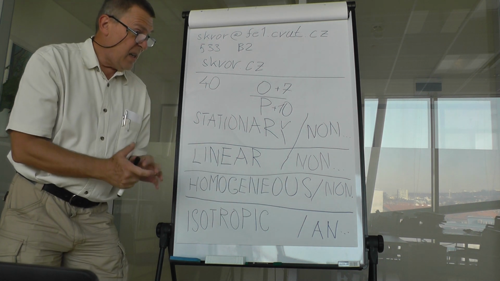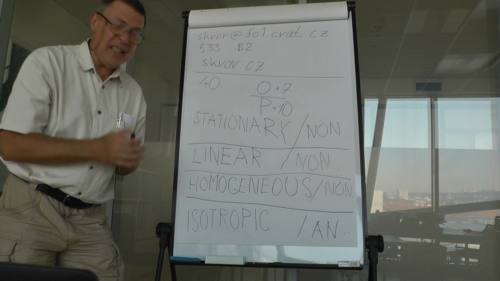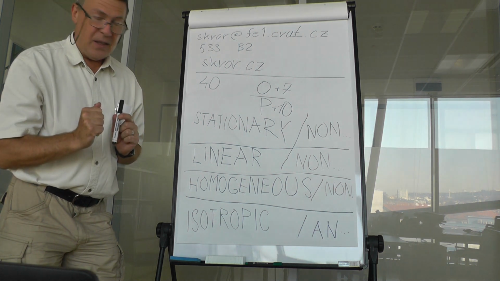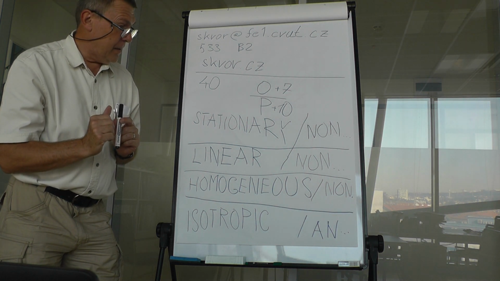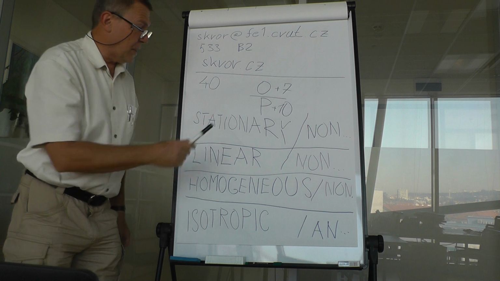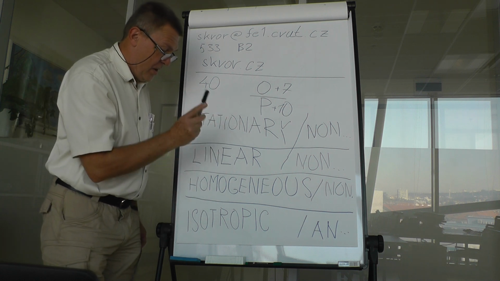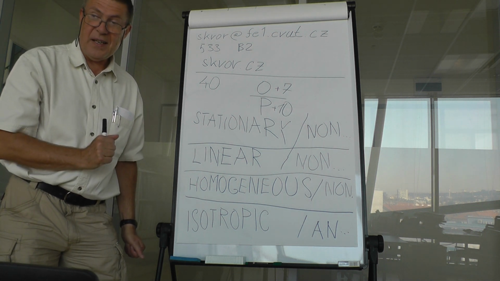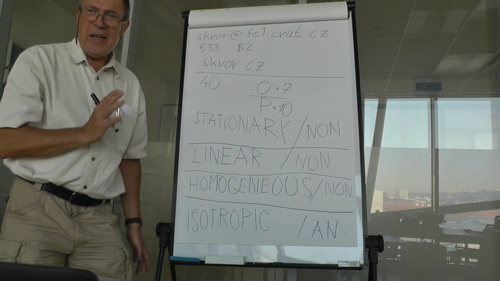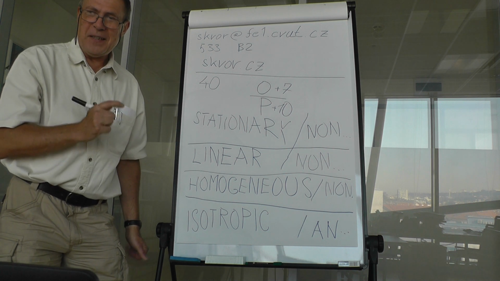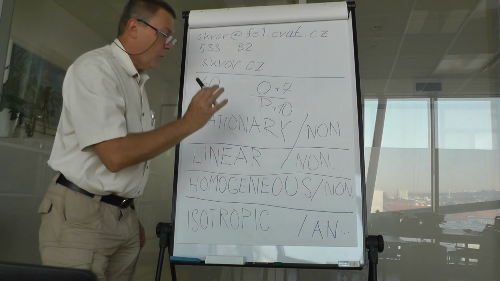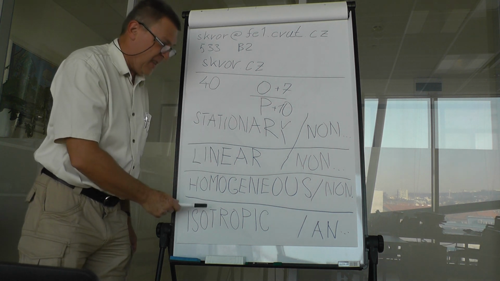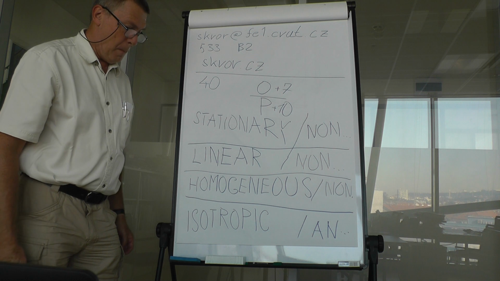Now, let us make an agreement that, unless otherwise mentioned, we would only talk about stationary, linear, homogeneous and isotropic materials during this course. You will see that anyway, even then, it is difficult enough. So from now on, we think about stationary, linear, homogeneous and isotropic materials.